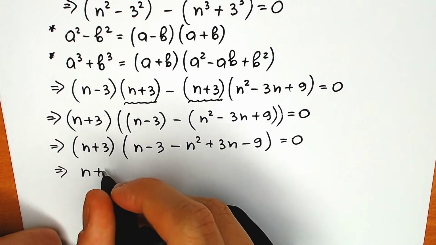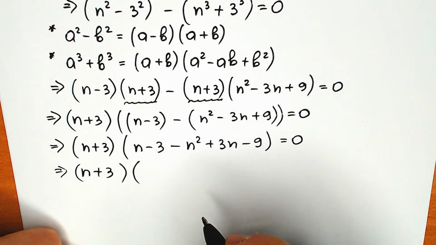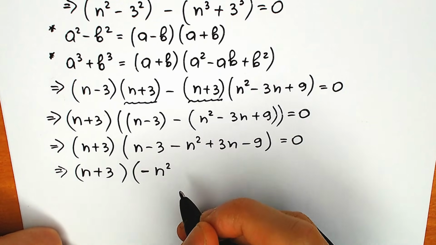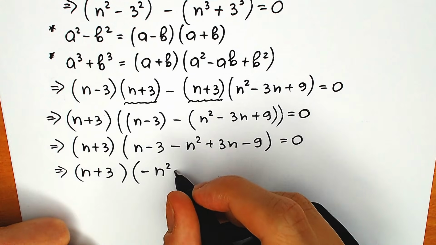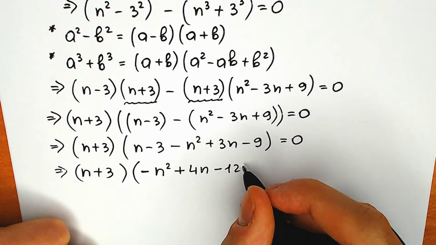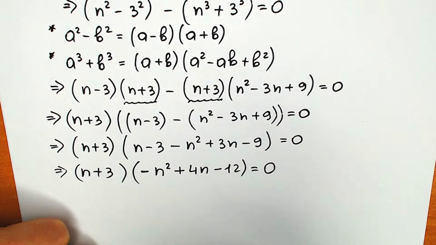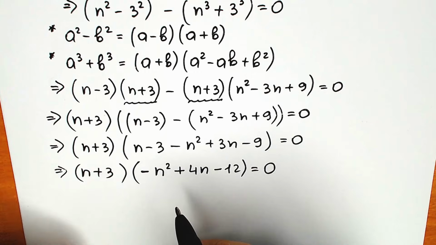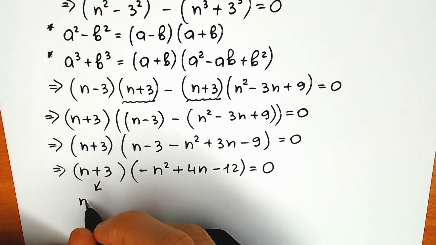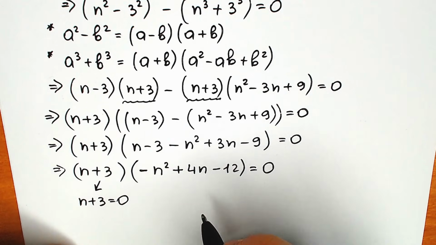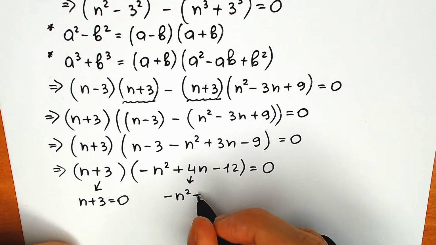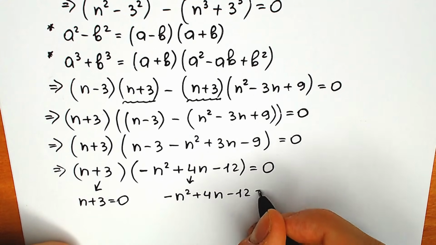So we have the same beginning, n plus 3, and in the second parenthesis we have minus n square in the first position, 3n plus n, so plus 4n, minus 3 minus 9, we have minus 12, equal to 0. And right now we can factor our equation. We have a product of two parentheses equal to 0 when the first parenthesis is equal to 0, so n plus 3 equal to 0, or the second parenthesis equal to 0, so the second branch: minus n square plus 4n minus 12 equal to 0.